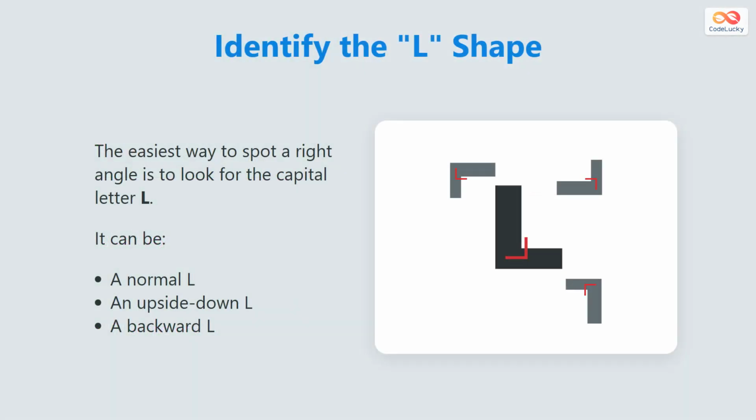An easy trick to spot a right angle is to look for the capital letter L. It does not matter if the L is upside down, sideways, or backward. If the corner looks like an L, it is likely a right angle.